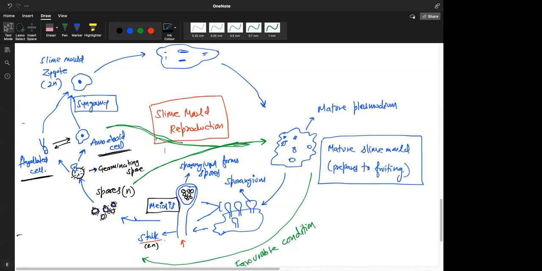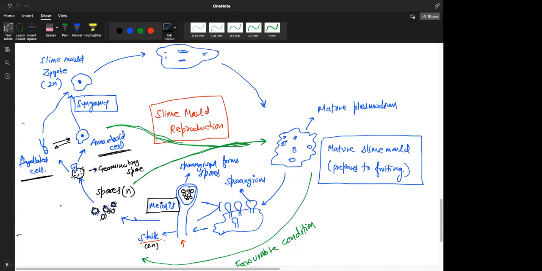The term plasmodial is given to slime molds just to differentiate them from the spores and the flagellated part of their life cycle. Okay.